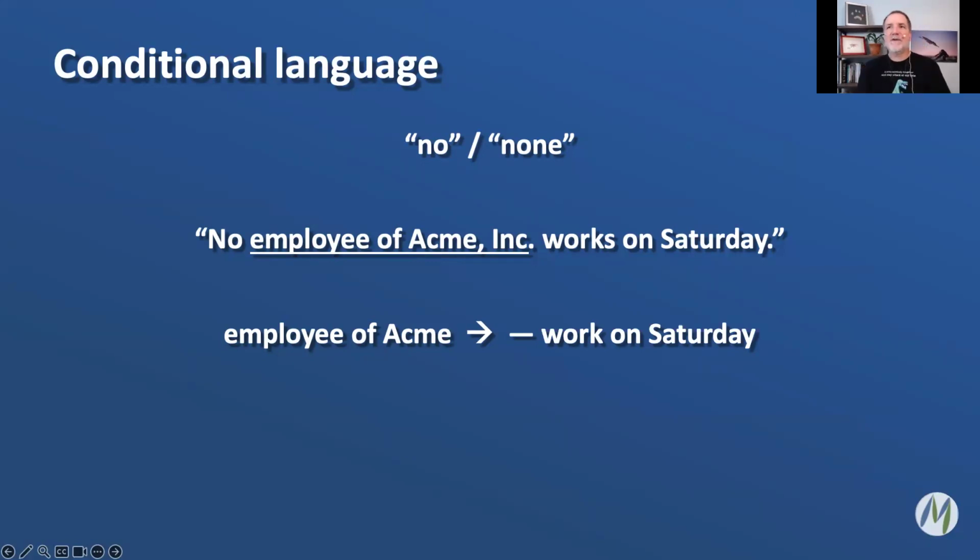So again, I call it the Schoolhouse Rock method. You look at this negatively phrased sentence, you look for the first person, place, or thing, you make that your sufficient condition. And it's a positive. You're not negating the sufficient condition. You're just saying, if I am an employee of Acme, then what does the whole sentence tell me about me? I don't work on Saturday. If employee of Acme, then not work on Saturday. That is our if then statement.